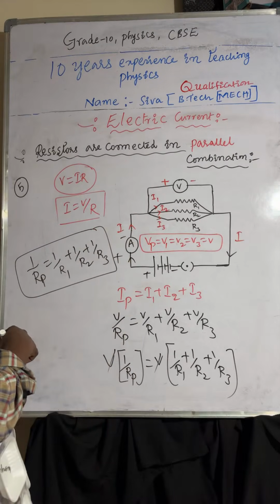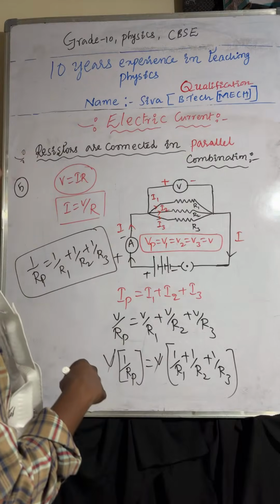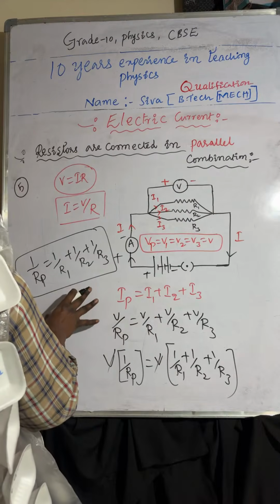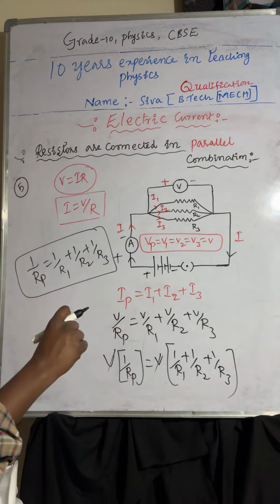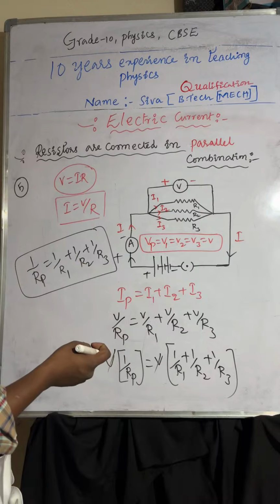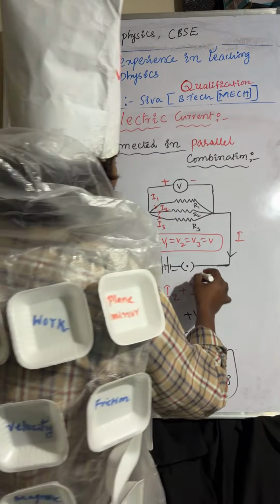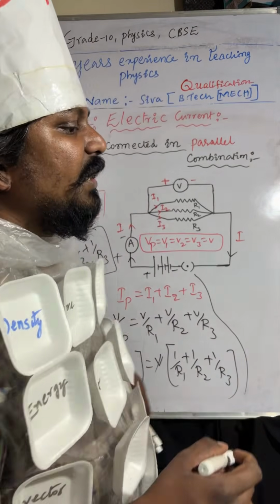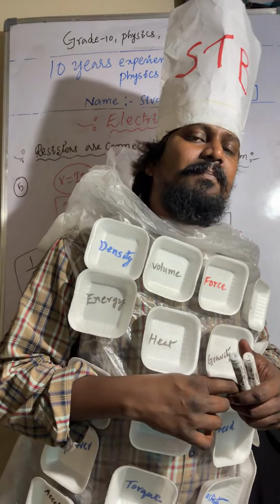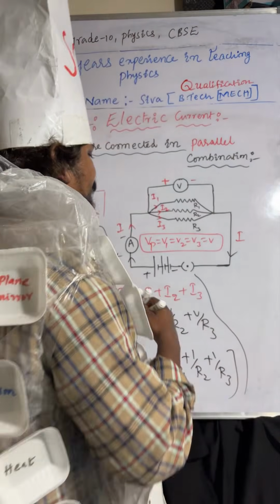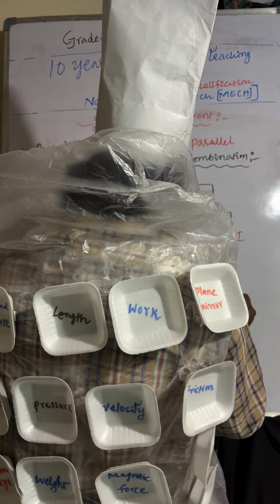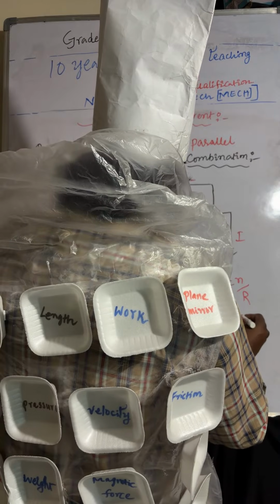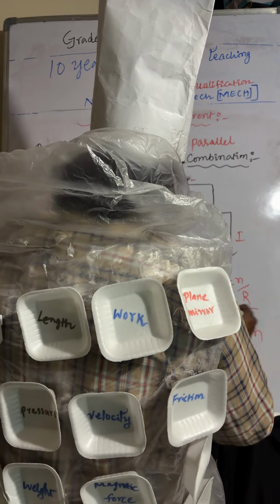So sir, we know that when resistors are connected in parallel combination, the final equation is 1 by Rp equal to 1 by R1 plus 1 by R2 plus 1 by R3. But if n number of resistors are connected in parallel combination, what is that formula? 1 by Rp equal to n by R, so Rp equal to R by n. So this is the formula.